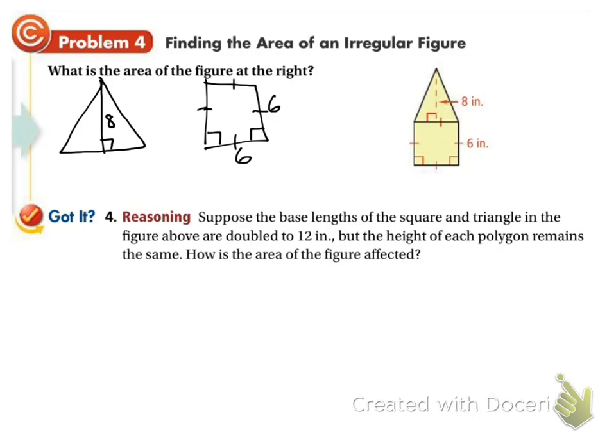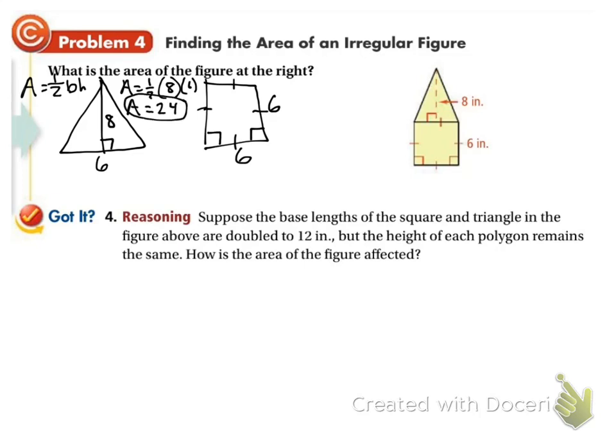Well, if you look, this side is shared, and we said that all of these sides were congruent on this square, so that must also be 6. So this bottom part is 6. So area for a triangle, A equals 1/2 BH. So we're going to get A equals 1/2 times 8 times 6, and that gives us 24.